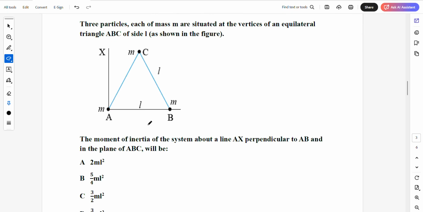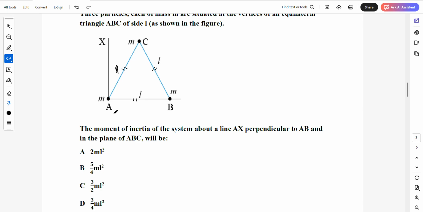What is it saying? 3 particles each of mass m, okay, are situated at the vertices of an equilateral triangle ABC. This is equilateral triangle. Okay, all sides are equal. L is given. Okay, as shown in the figure, right? Okay, what is the distance? L. Okay, of side L. Each side is what? From A to C is L, C to B is L, and A to B is also L. Equilateral triangle. The moment of inertia of the system about a line AX.